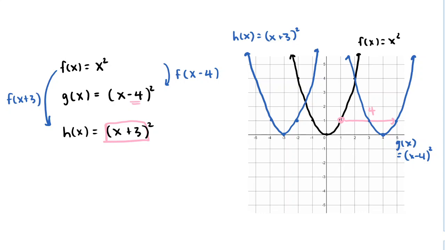And if you feel unconvinced, I would encourage you to make a table for these two functions and really see that these are the cases. But the main takeaway here is that when we add or subtract to the input of our function, we're going to shift our graph left or right. And in some sense, it's probably the opposite of what you might expect it to be.